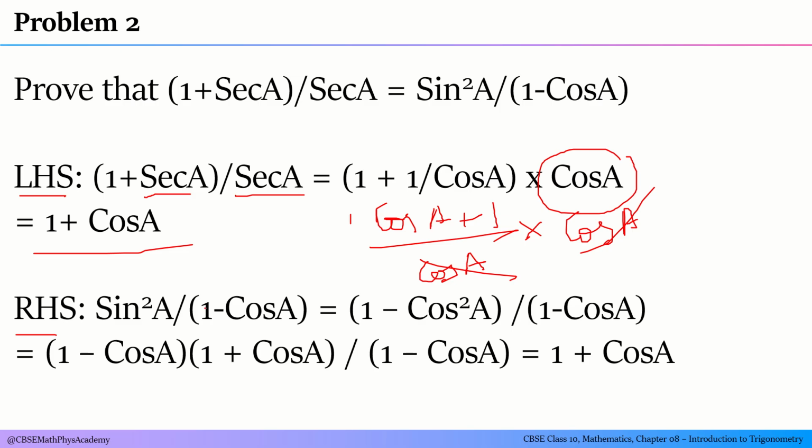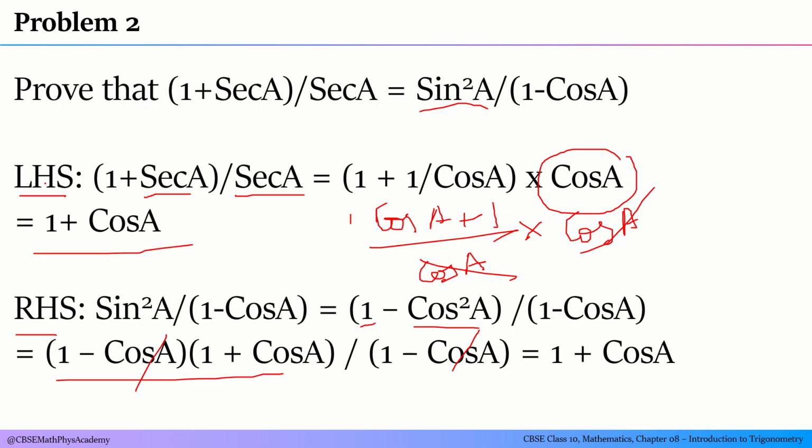Similarly, on the right hand side, this is similar to trigonometric identity 1. So sin square A is equal to 1 minus cos square A, divided by 1 minus cos A. This 1 minus cos square A can be split as (1 plus cos A) into (1 minus cos A) based on the algebraic identity a square minus b square. You treat this as a square, and this as b square, which is equal to (a plus b) into (a minus b). So that's what I put here. 1 minus cos A and 1 minus cos A go away. You are left with 1 plus cos A.